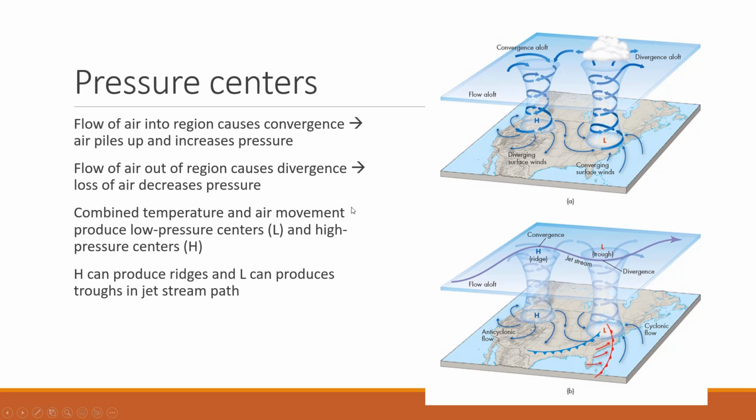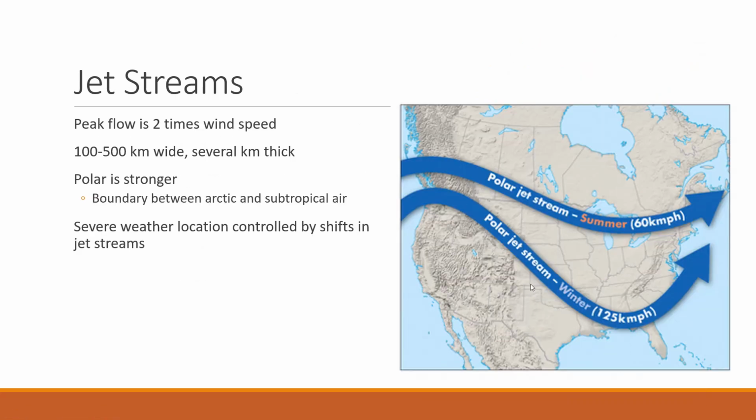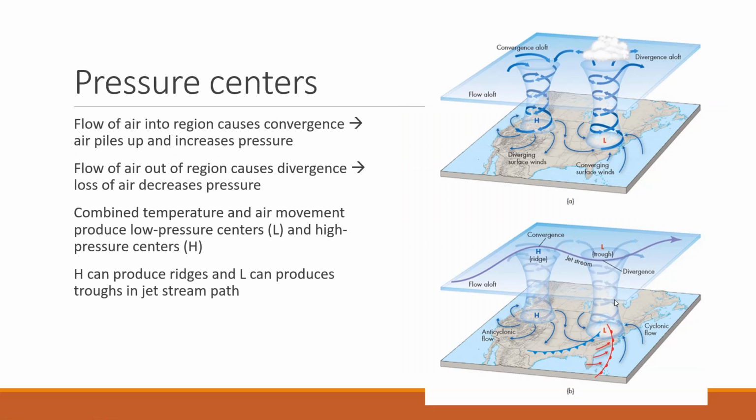So the combined temperature and air movement will produce these low pressure centers, which are marked by L's, and high pressure centers, which are marked by H's. High pressure centers tend to produce a ridge in the jet stream, so it pushes the jet stream north. Low pressure centers produce troughs, so it pulls the jet stream south. So on here we would see this is a high pressure center, this is a low pressure center. And this is why meteorologists often talk about the location of the jet stream and how it's controlling our pressure centers.